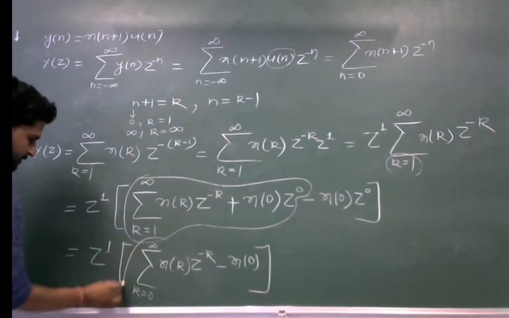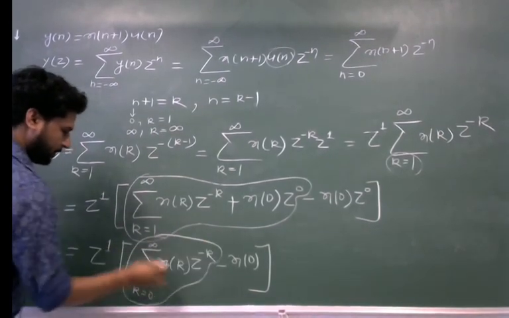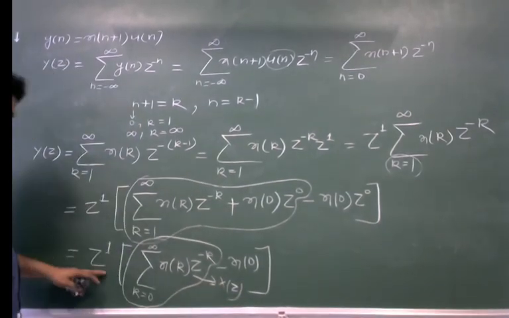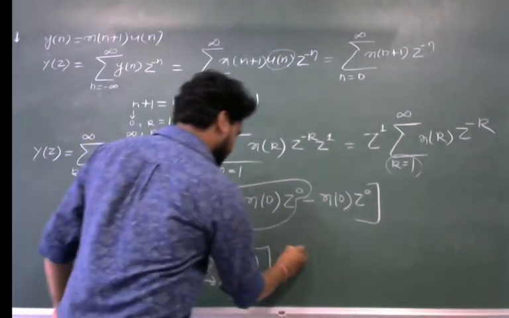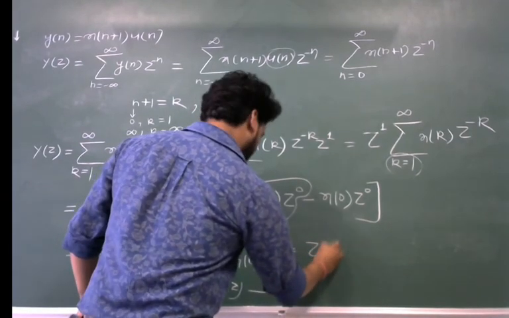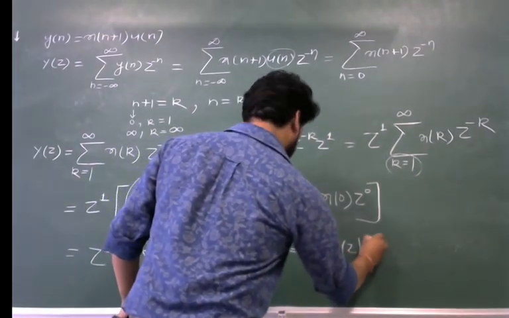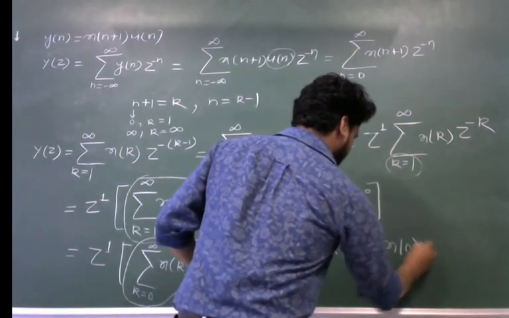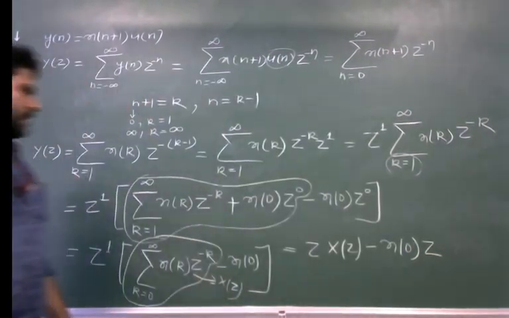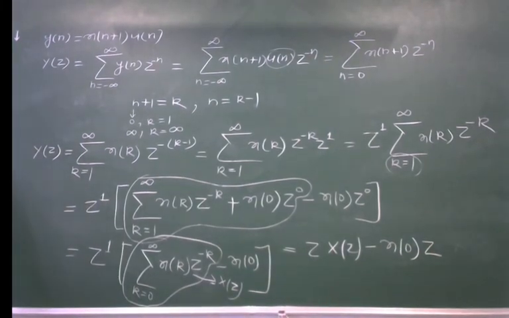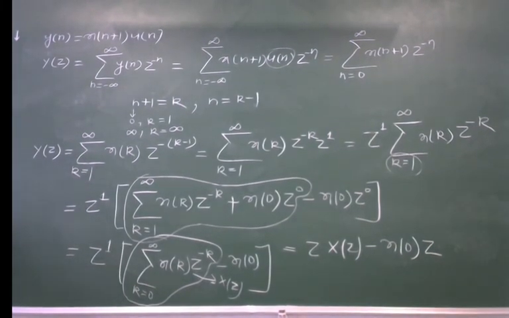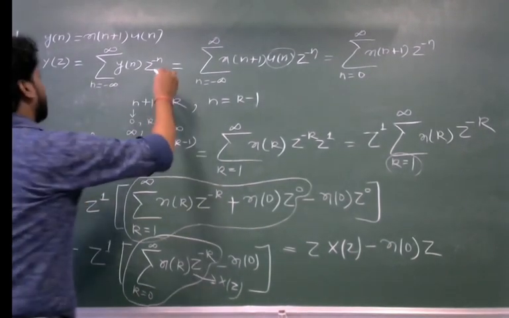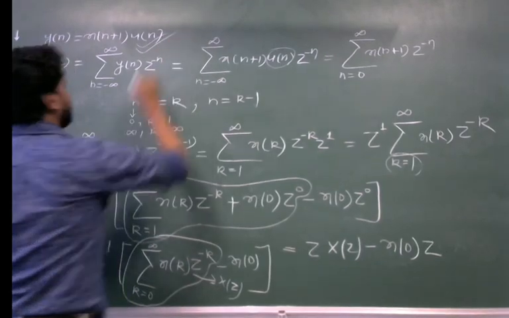Again this will become x of z. So this can be further simplified as z into x of z, not plus, this is minus x of 0 into z. This is z into x of z minus x of 0 into z. This is what we will get as the z transform of this.